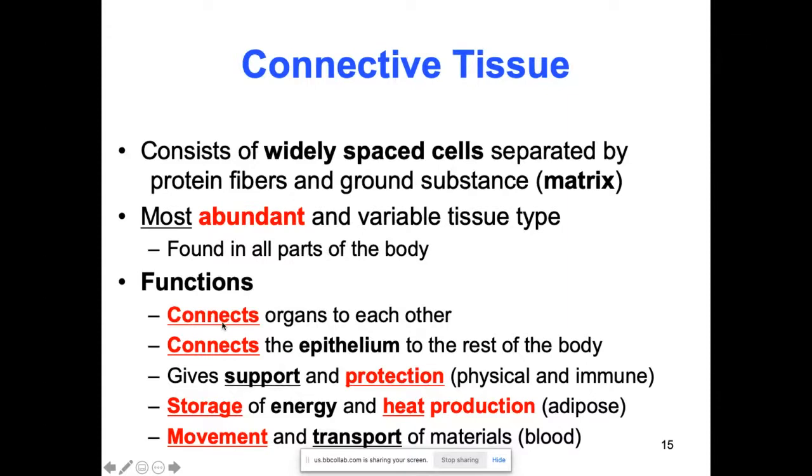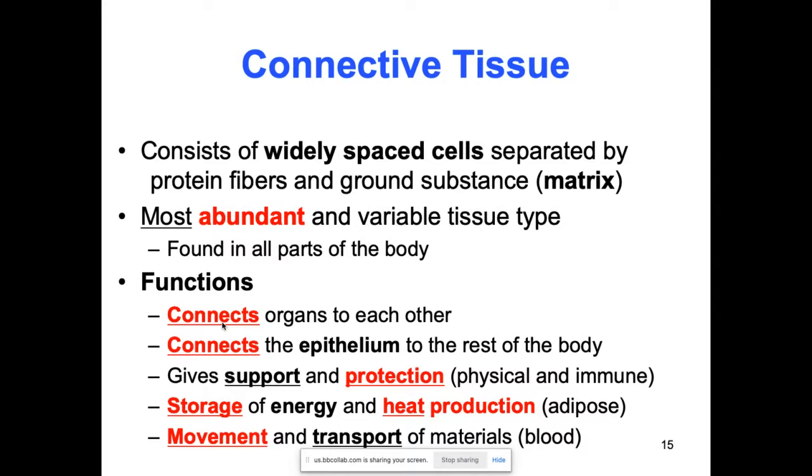Some of the functions is that it's going to connect organs to each other. It can connect even to the epithelium, to the rest of the body. It gives support and protection, especially immune. So we're thinking white blood cells, right? Your leukocytes, your monocytes, your lymphocytes, your macrophages. These are all part of the immune system. Even antibodies, okay, all part of the immune system, connective tissue.